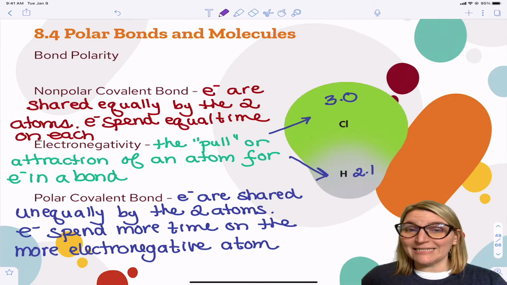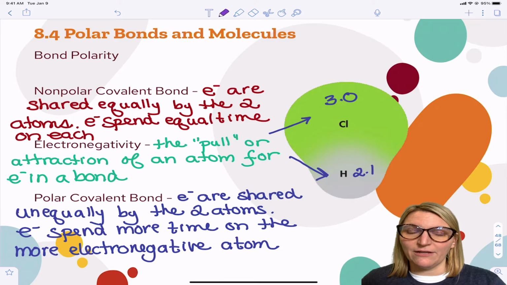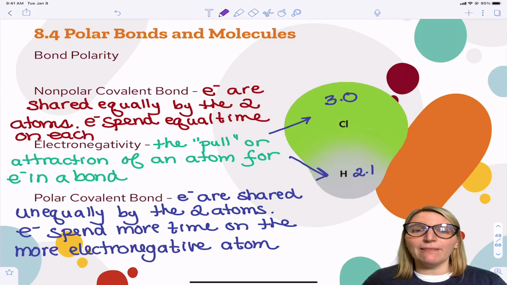The property that can tell us whether the bond is polar or nonpolar is electronegativity. So just as a reminder, electronegativity is the pull or force of attraction of an atom for the electrons in a bond. Fluorine's the most electronegative. It was a periodic trend that we looked at, and we'll look at another table of it in a moment.